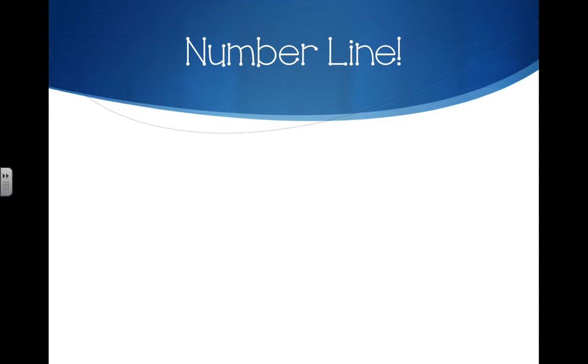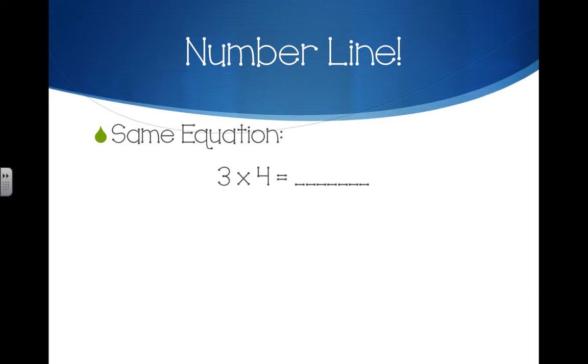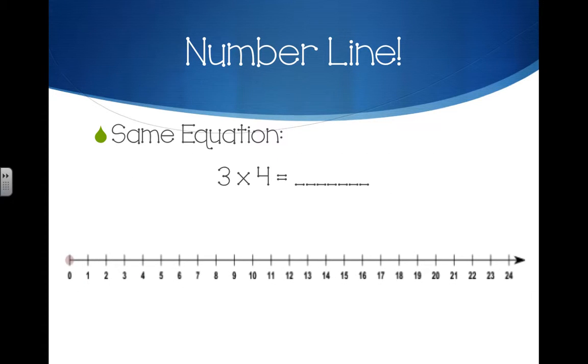Now for the number line. Boys and girls, I know this is a fairly new strategy for us, but let's still practice. We need to become fluent with it. We will be using the same equation, 3 multiplied by 4 equals blank. Here's the number line that goes from 0 through 24. Whenever we're solving multiplication equations using a number line, the best thing to do is to think of it once again like equal groups. 3 groups of 4.